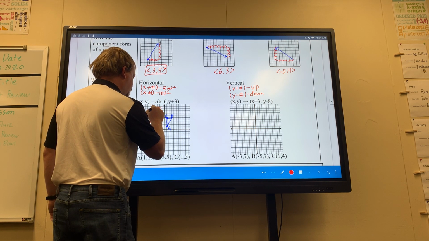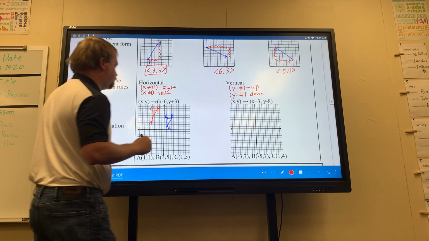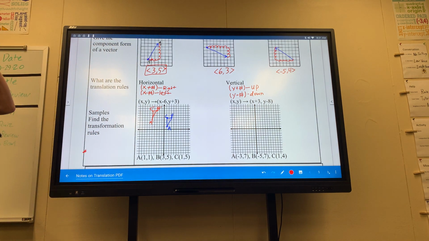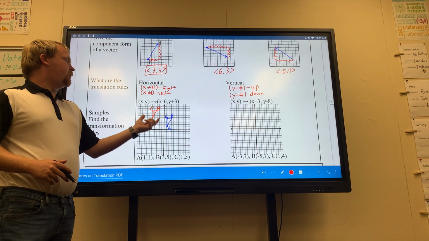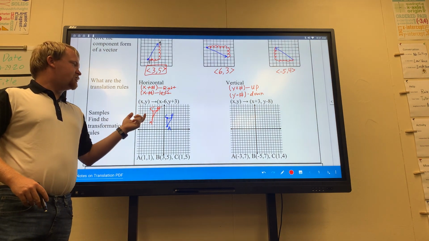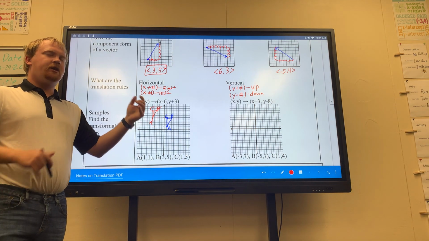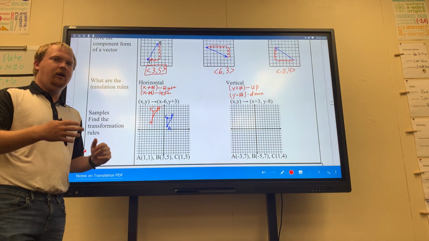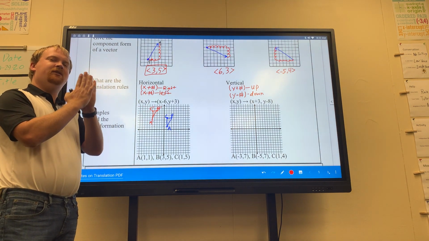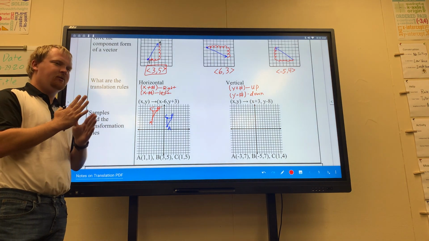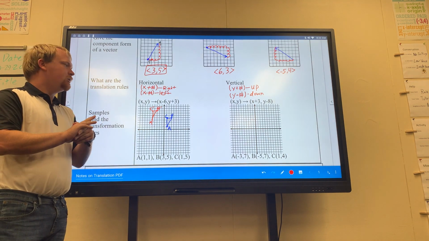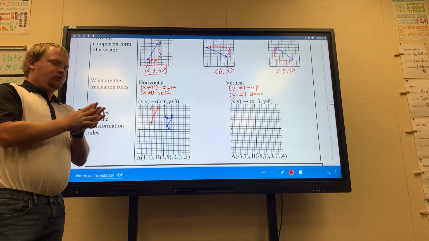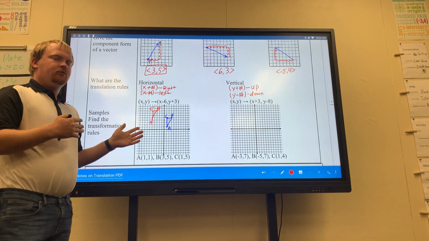And then I just draw my image. So initially, it's pretty much the same figure. I just translate it and slide it over. Now, it didn't rotate, it didn't reflect. It's kind of in that same general spot, the same general shape. Okay? So that's what a translation does.